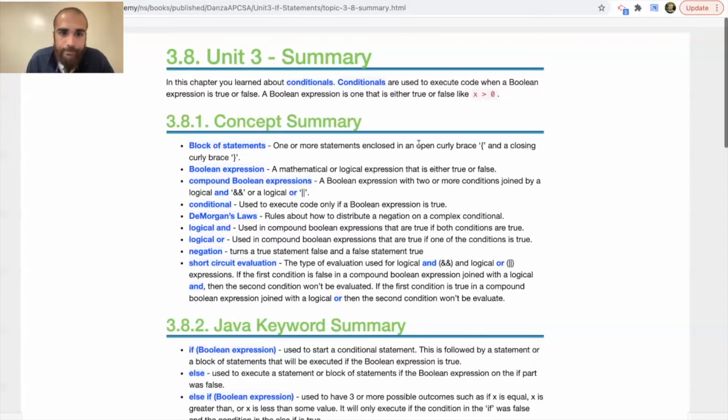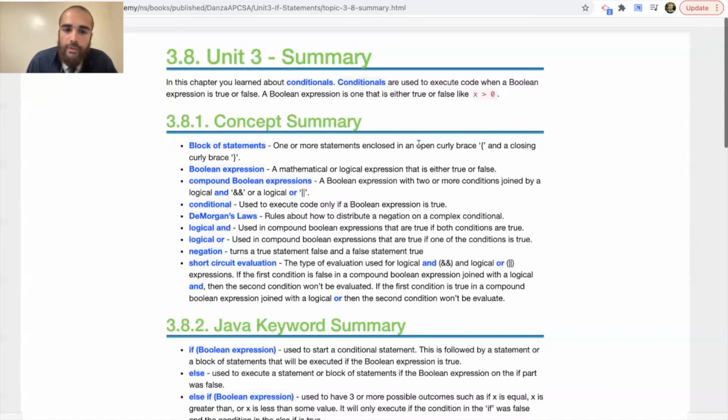It says, we also talked about conditionals. Those conditions only execute if the Boolean value is true. We had a lesson on De Morgan's laws, rules that show you how to distribute a negation on a complex conditional. It's sort of like the distributive property in math. Okay, we're finding the opposite of things. The logical and, as well as the logical or. Negation, which turns a true statement false and a false statement true by putting an exclamation point outside of it.